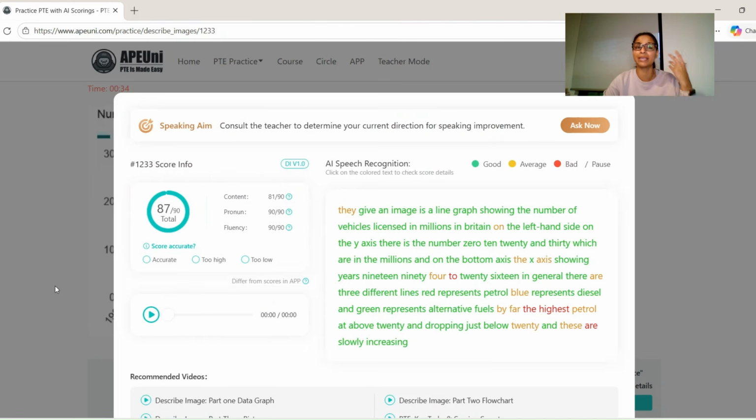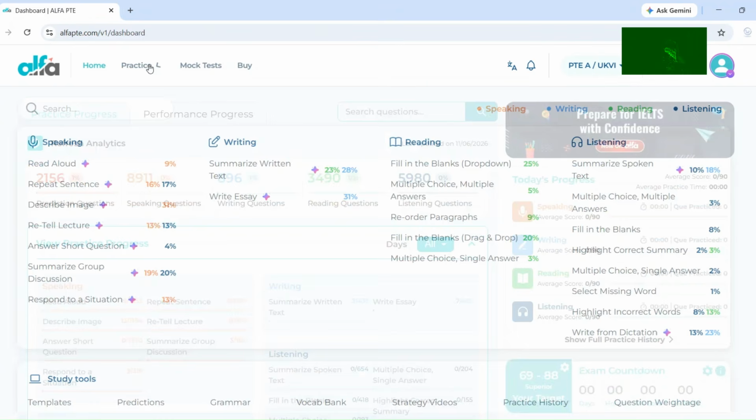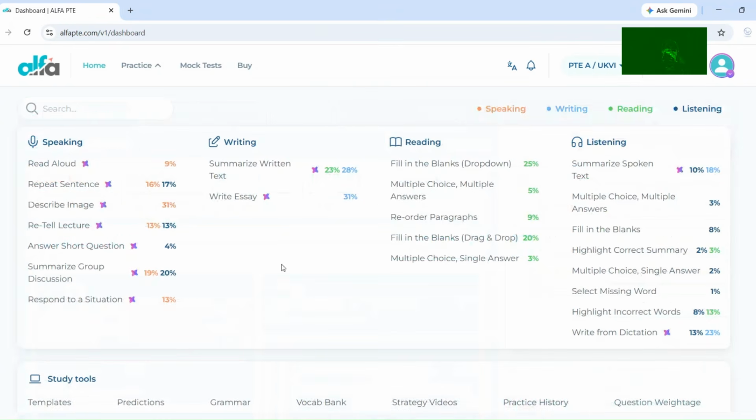Let's move on to a different platform. Let's try Alpha PTE. I don't know if I have a Groovy account. We can even try that. All right, see you in a minute. Okay, so here I am on the Alpha PTE dashboard. Let's get straight into practicing. Describe image. Here we are.